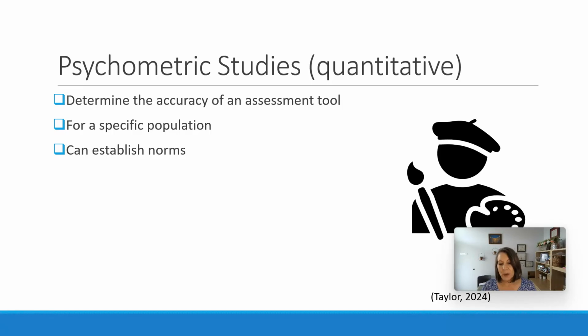And this may be where we're trying to look at validity, reliability, precision of an assessment tool. These might be on a specific population. So you might be testing a balance test on, like, folks with Parkinson's disease. How do they perform on this balance test? This might help us to establish norms. Often norms are established by age groups.